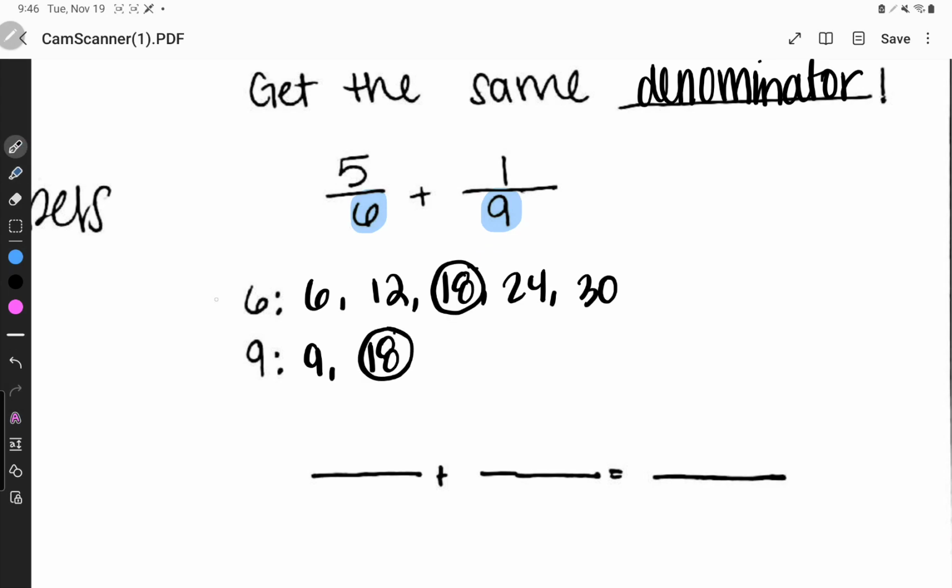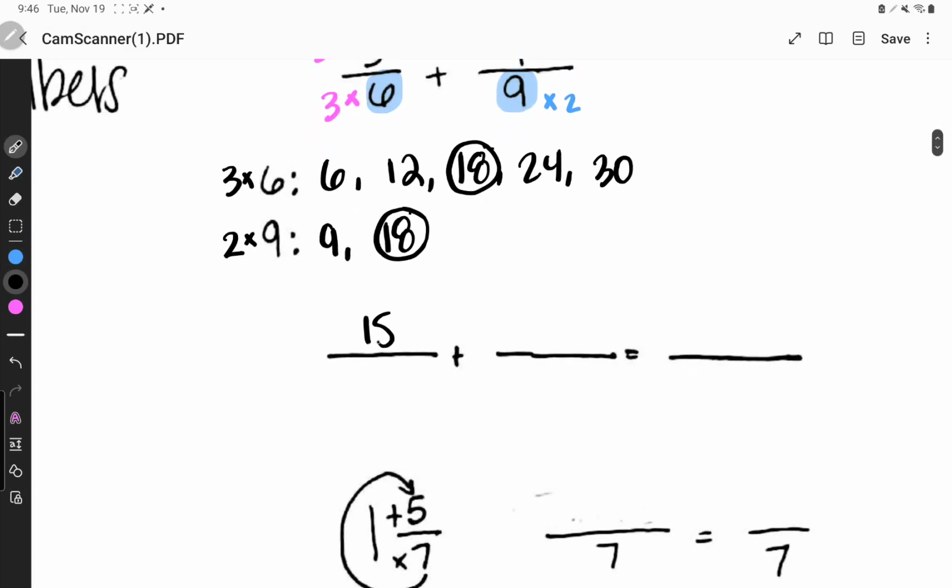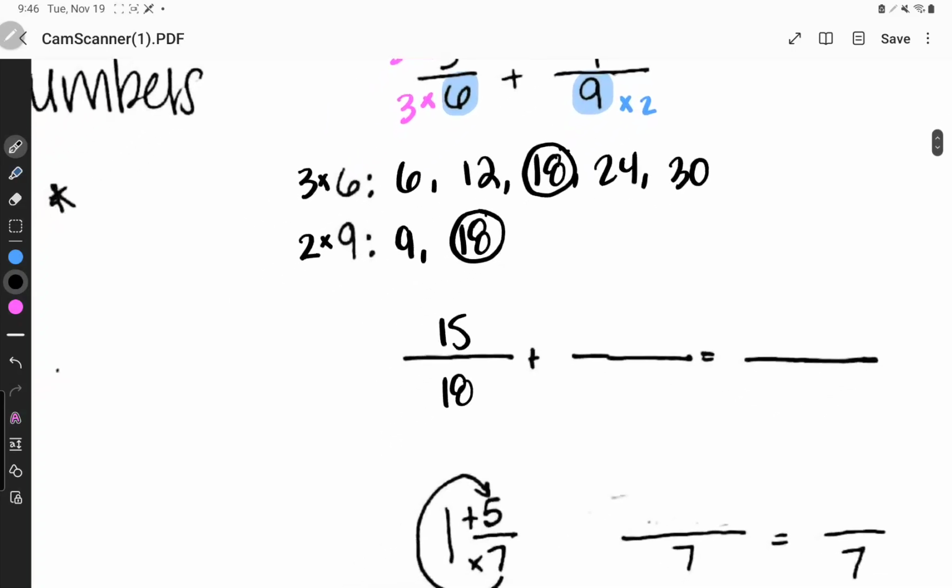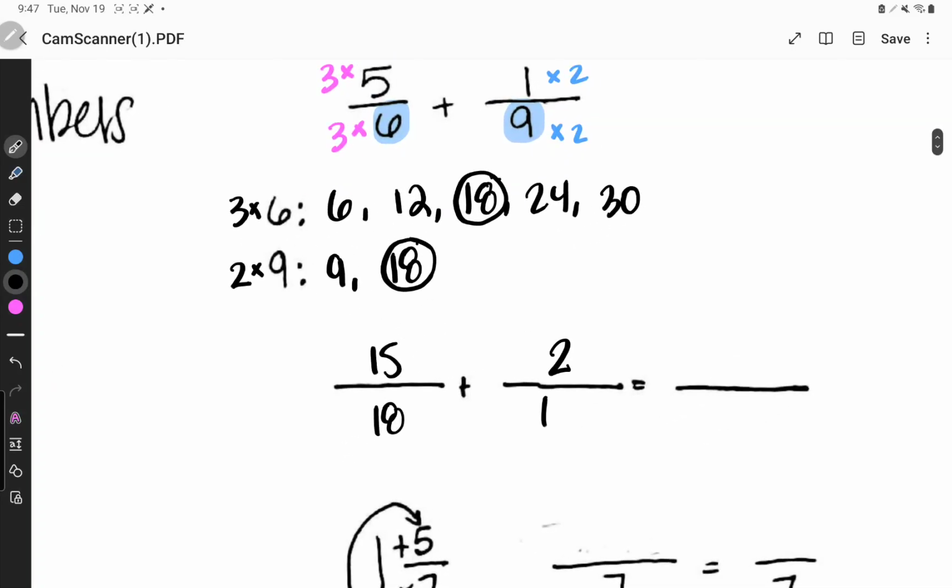And to get 6 to 18, we had to multiply times 3. And to get 9 to 18, we have to multiply times 2. So I'm going to multiply my 6 up here times 3, and if I multiply that times 3, I also have to multiply 5 times 3. And I'm going to multiply 9 right here times 2, so I have to multiply the top also by 2. 3 times 5 is 15. 3 times 6 is 18. And then you have 1 times 2, which is 2, and 9 times 2, which is 18. Then we just add the numerators and keep the denominators the same. So 15 plus 2 is 17, and then you keep the 18.